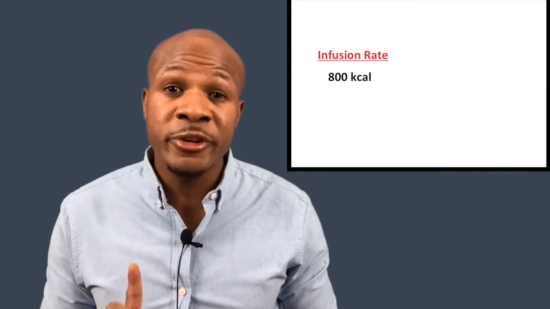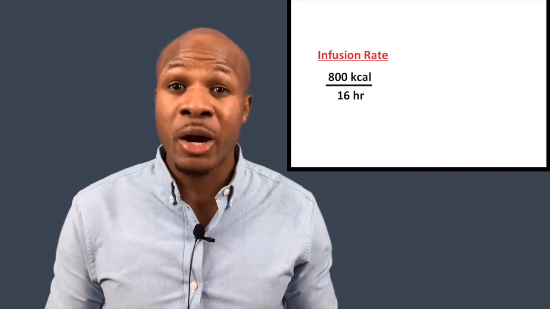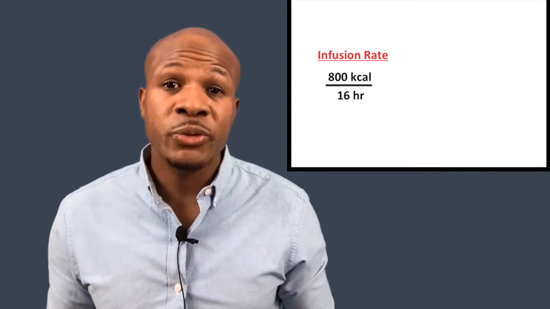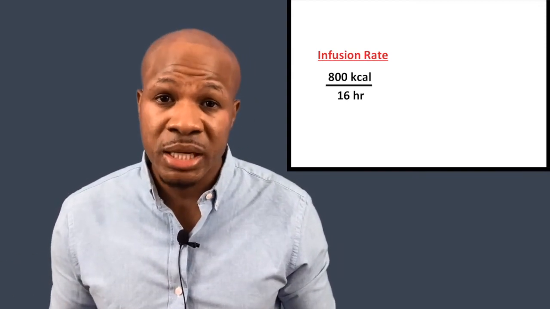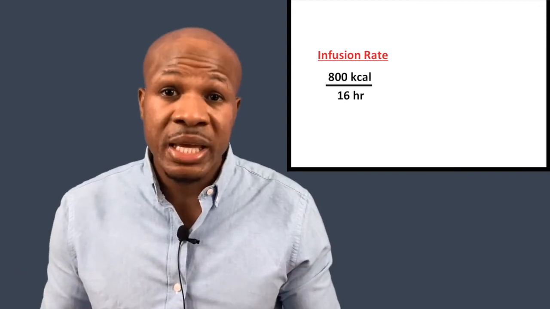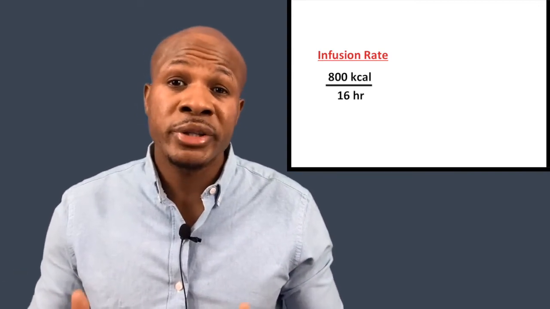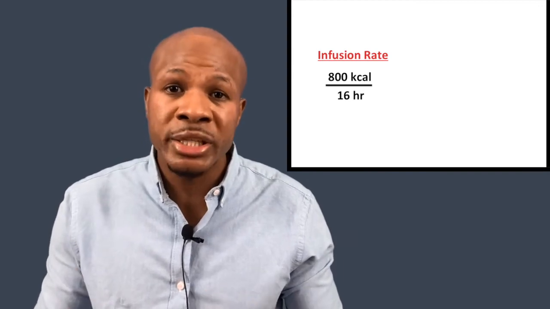But remember, the infusion is over a 16-hour period, not over a 24-hour period. So we divide 800 calories by 16 hours, which gives us 50 calories per hour. And now we need to convert the 50 calories per hour into milliliters per hour.